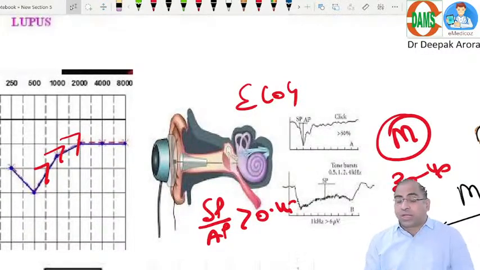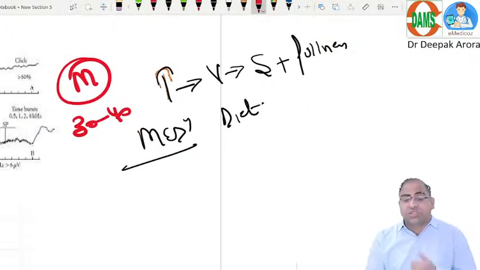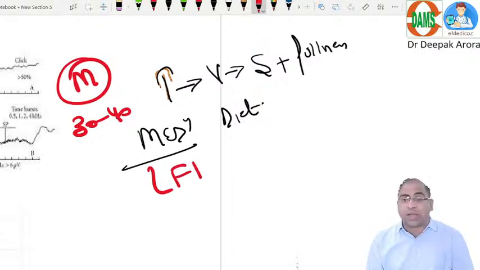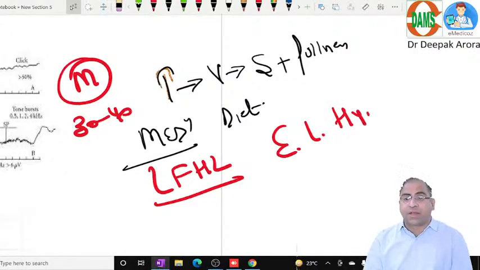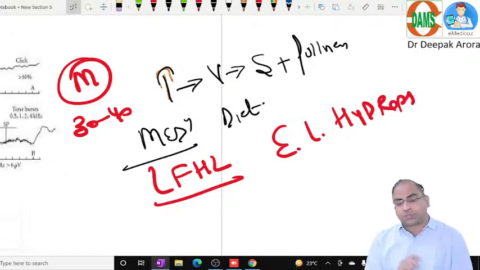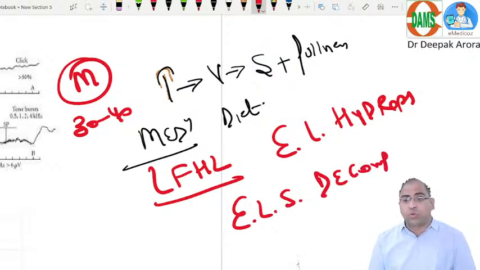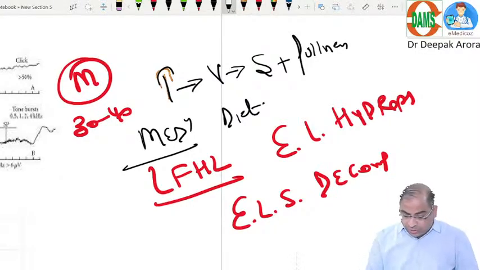What are the other points they can ask you on Meniere's? They can ask you which graph: a rising curve will be there. Low frequency hearing loss is a feature of Meniere's. What is the other name? We call it endolymphatic hydrops. Which surgery do we do? Endolymphatic sac decompression.